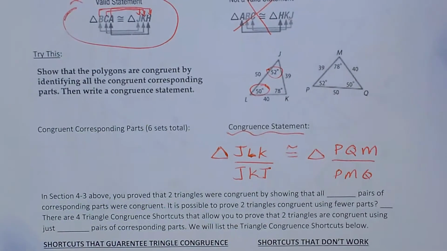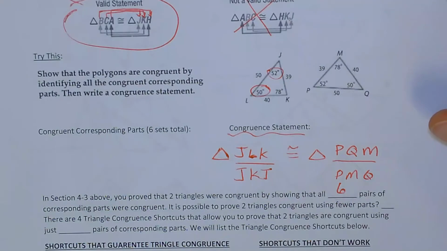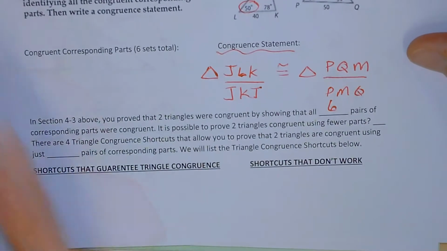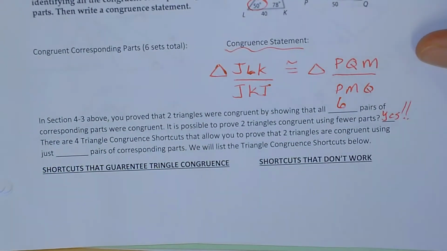All right, now it gets pretty annoying when you guys have triangles and you have to talk about all 6 parts. That is a lot of body parts to have to talk about. So the question always comes up, are there shortcuts? Do we really have to do all 6 parts when we see if they're congruent? And the answer is no. There are going to be shortcuts, or I wouldn't have it down here. So it says, in 4.3 above, you proved that two triangles were congruent by showing that 6 pairs of corresponding parts are congruent. Is it possible to prove 2 triangles are congruent using fewer parts? Let's say yes, because otherwise I wouldn't be bringing it up.